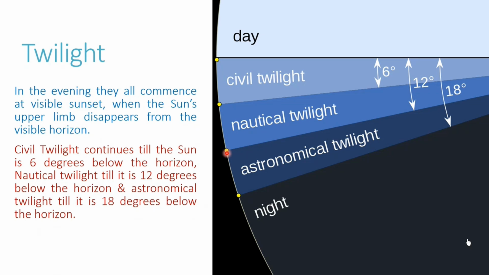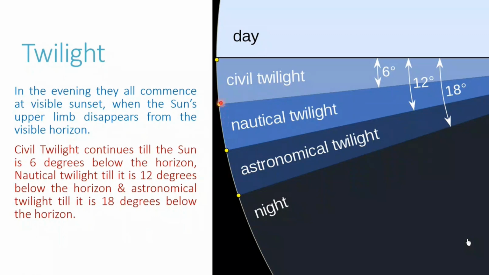Astronomical twilight still continues. The sun also moves down, and when the sun reaches 18 degrees below the horizon, the astronomical twilight ends. So we can clearly see that all the three twilights begin at the time of visible sunset. Civil twilight continues till the sun is 6 degrees below the horizon. Nautical twilight continues till the time sun is 12 degrees below the horizon, and astronomical twilight continues till the time the sun is 18 degrees below the horizon. After 18 degrees, there is no light received from the sun, and we have total darkness or the night.